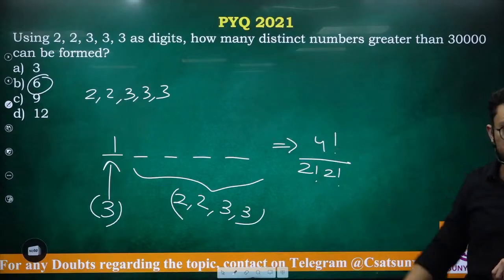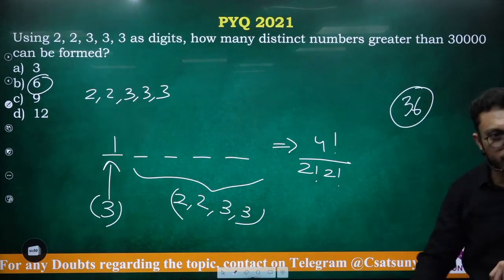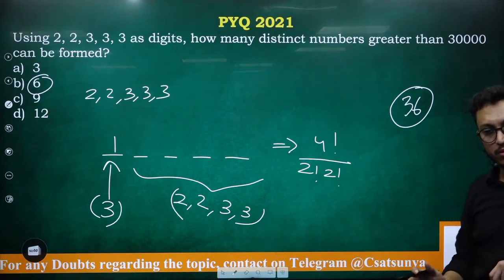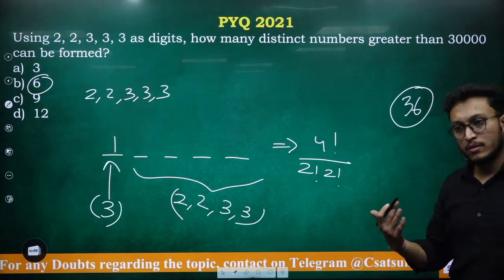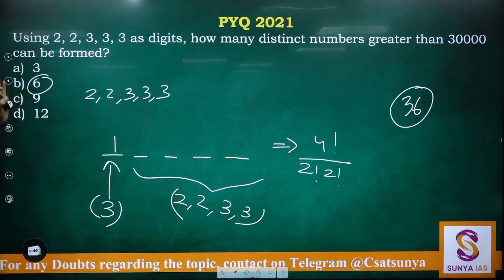Here the answer is 6. Suppose the answer comes out to be 36. Will you make 36 cases there and count? You will miss out on 1 or 2 cases. Okay? So PNC will make your life easier. That is why we are studying it. PNC is not there in the syllabus, but use of PNC is there in so many questions.